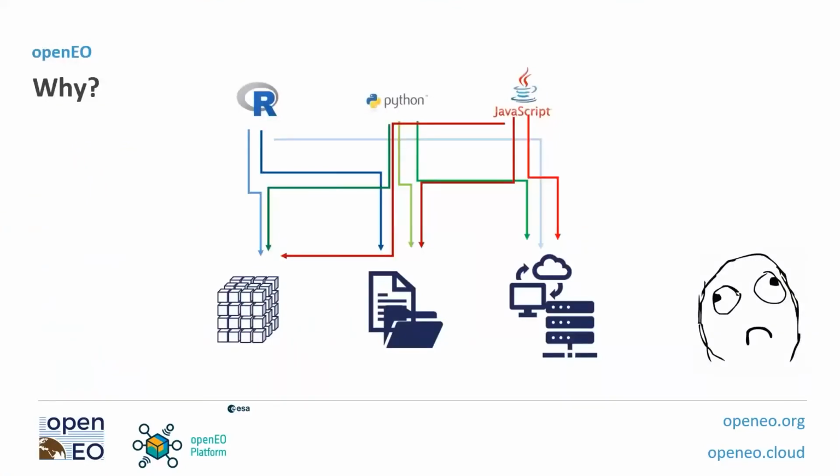So why did we do OpenEO? Well, basically you have a number of programming languages and clients like R and Python that all want to do EO processing. And there are a number of cloud providers that do that, like Google Earth Engine and Sentinel Hub and others. But they all have their own API. So what we have right now is this mixture of things, and that doesn't really work out for people because they need to learn a lot.